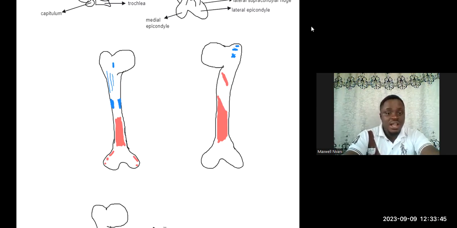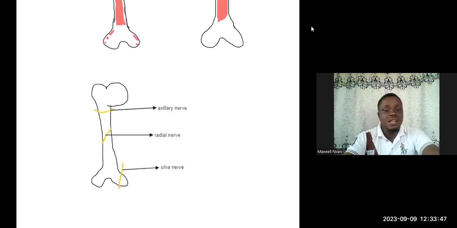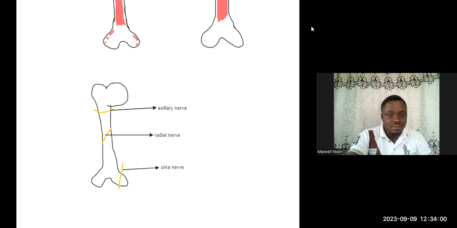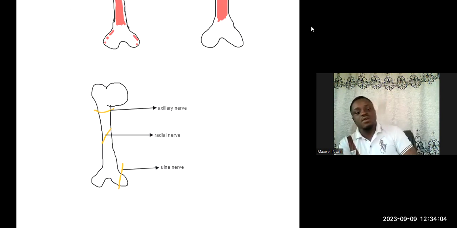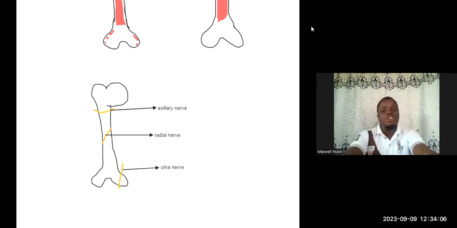Now, like I said, clinical anatomy, there are three nerves that are closely related to this bone. You have the axillary nerve around the surgical neck. You have the radial nerve that runs along the radial groove posteriorly. And then we have the ulnar nerve that runs at the posterior aspect of the medial epicondyle.